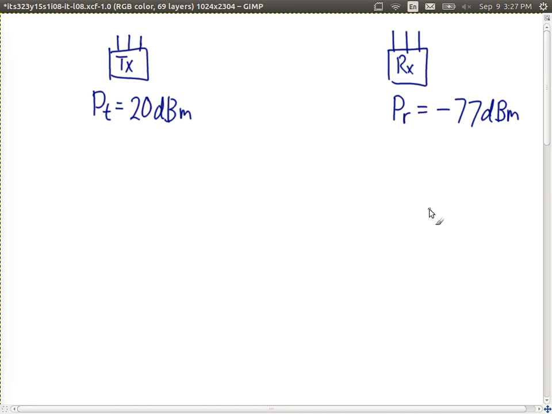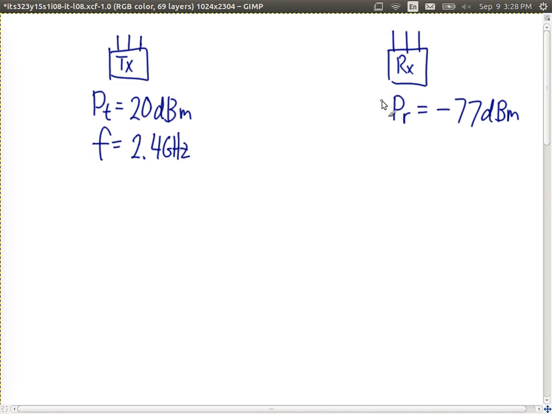What we would like to know is how much loss can we have between the two devices? How much power can we lose such that the signal strength will still be greater than minus 77 dBm? So we'll try and determine the loss. The frequency we're assuming is 2.4 gigahertz. The next thing we need to know is about the antennas. What's the gain of the antennas on these devices?